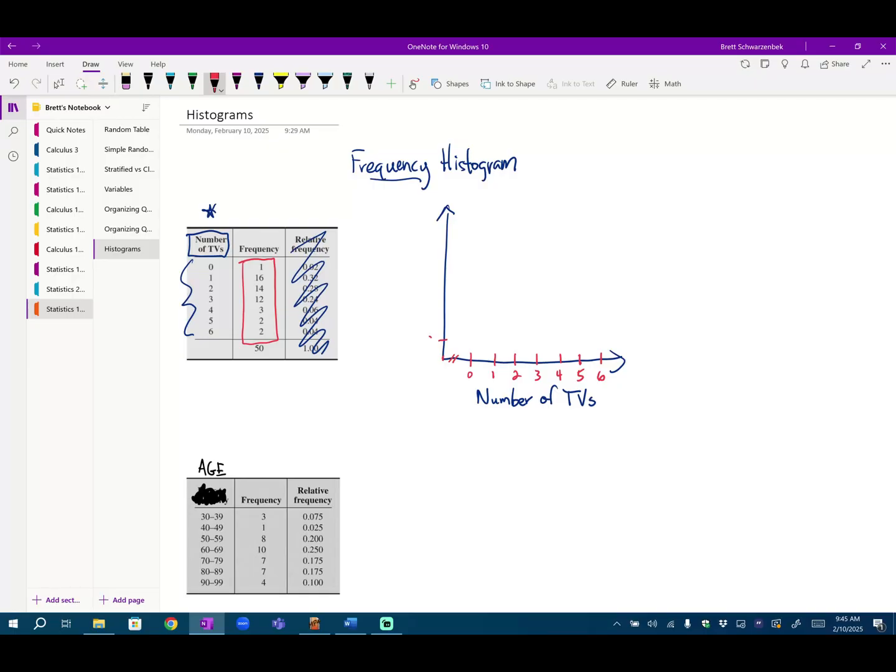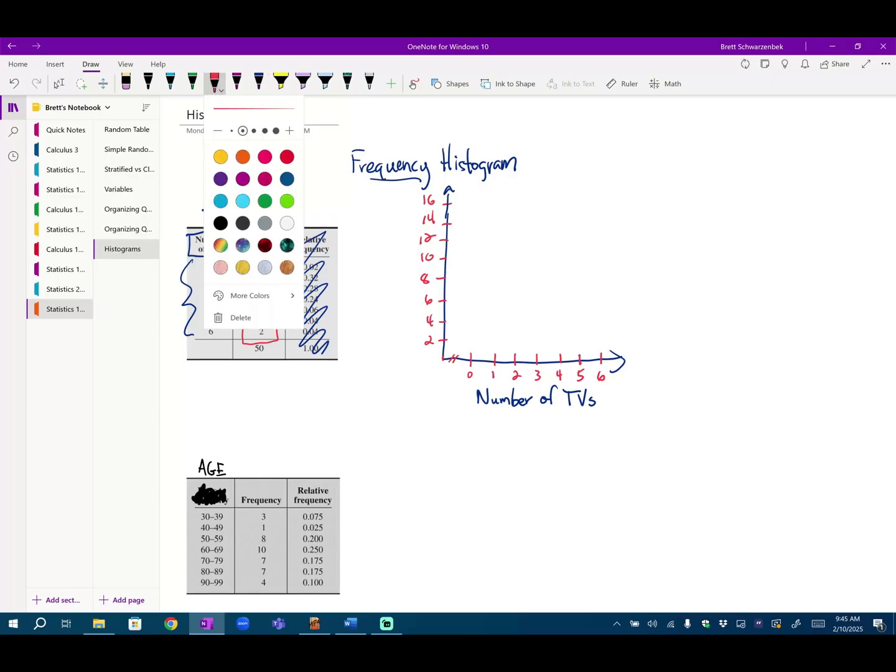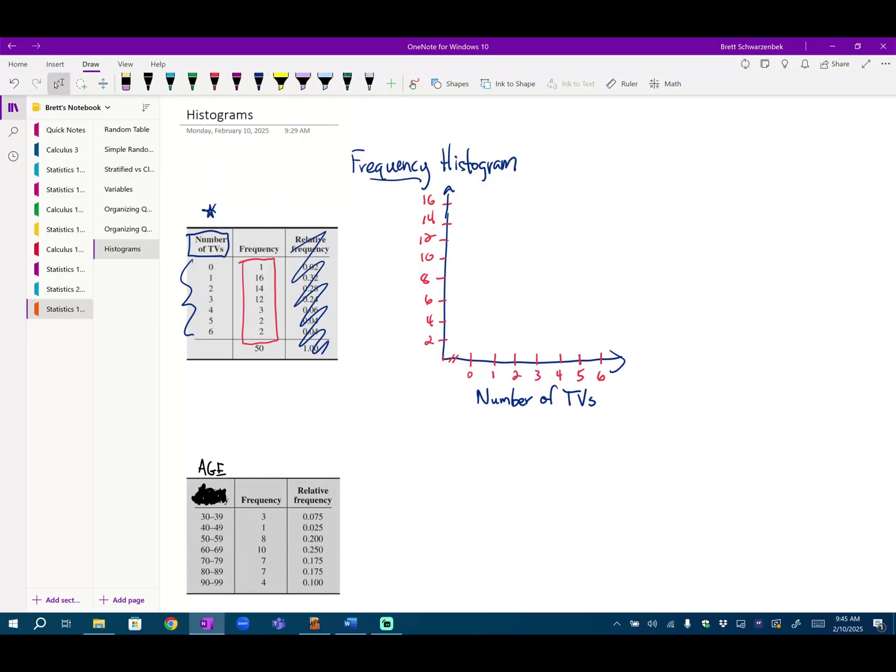So we got 2, 4, 6, 8, 10, 12. I'm going to see if this erases that. Nice. And then we go to 14, and then we're going to have to go a little higher up here, 16. Let me get my blue or purplish to hit that. All right. So our scale then is our frequencies, which we want to label over here: Frequency. And we have basically everything labeled for what we're dealing with.